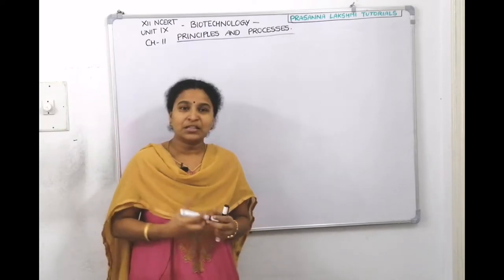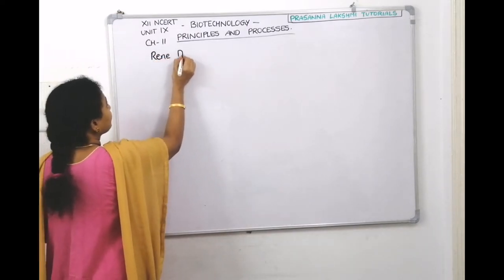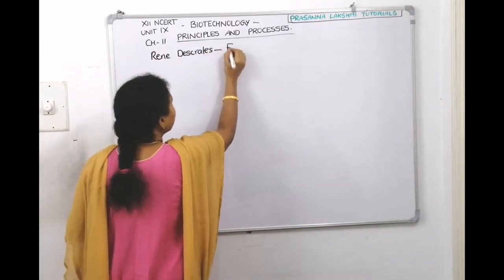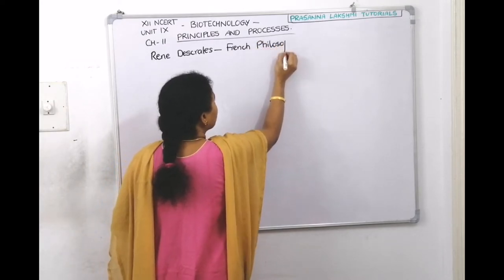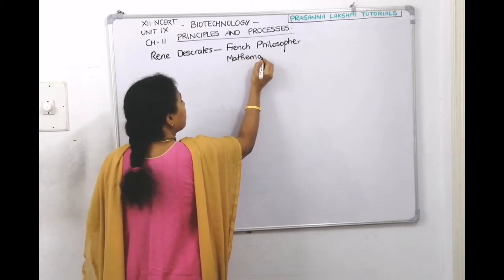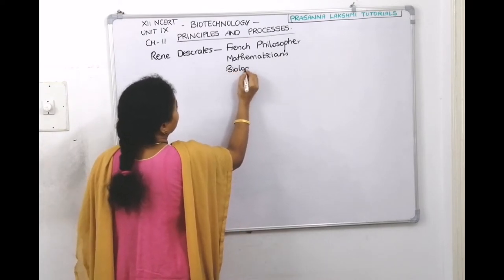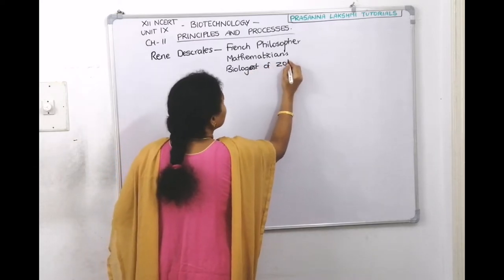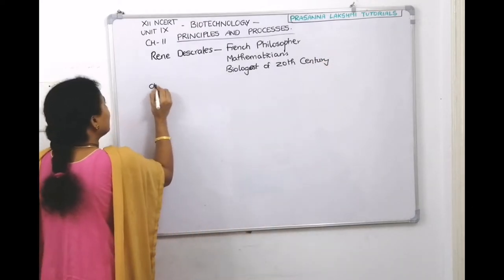Let us write about the scientist. His name is Descartes. And who is he? He is a French philosopher, mathematician and biologist also, of the 20th century. Now, what is his opinion?